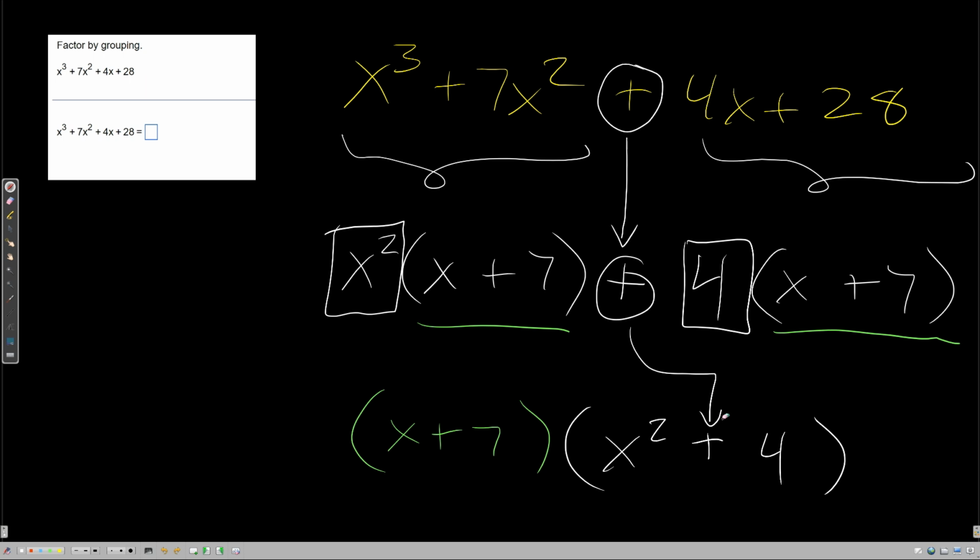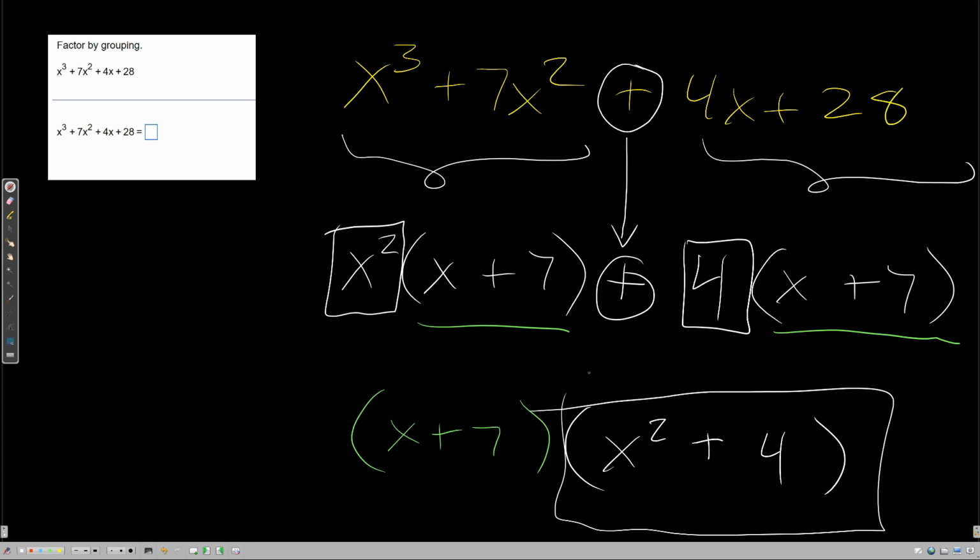This x squared plus 4 will not factor any further over the real numbers. It would take another number system called the complex numbers in order to factor that, but we are not doing that in this course.